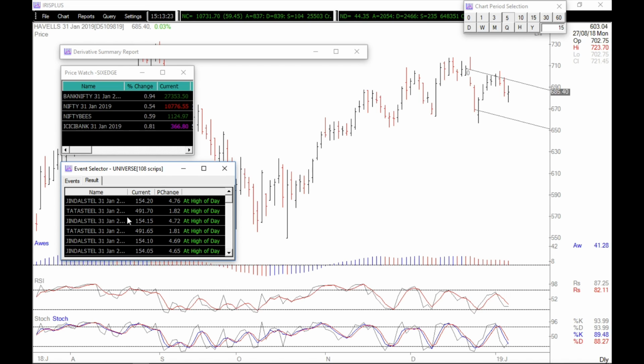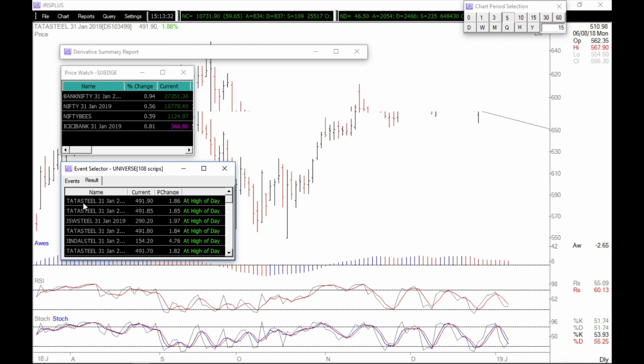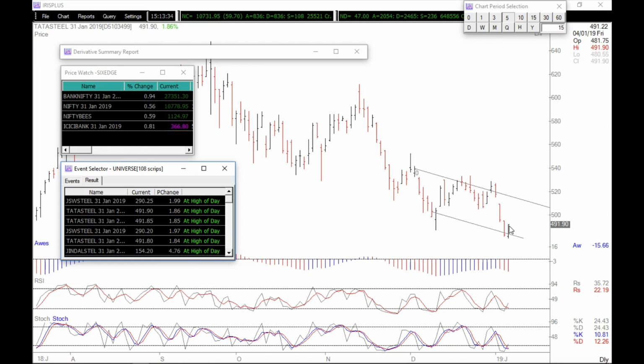So I run an event selector which quickly tells me which are the stocks doing what, high of the day, low of the day. It does not mean that if Tata Steel is hitting the high of the day, I have to forcefully do a trade in this. No. It's just that, okay, I can clearly see JSW, Tata Steel, Vedanta. So I can clearly understand that the metals are bouncing back. So metals are bouncing back is just the information that I gathered from this small tiny box. It does not mean I'm going to trade all the metal stocks or any of the metal stocks.